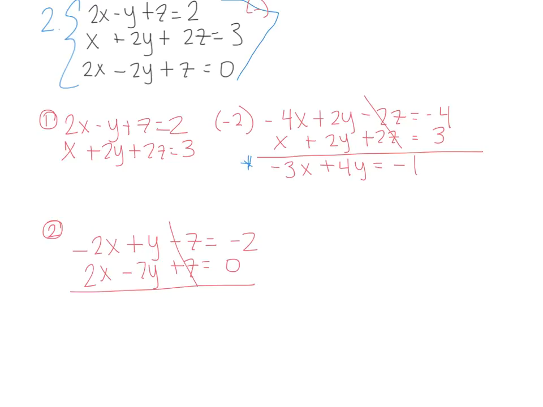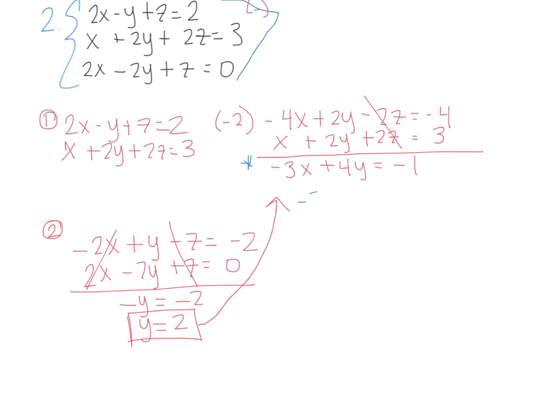Look what happens now. My x's are also going to do what? They're going to cancel, leaving me negative y is equal to negative 2. So y is equal to 2. So we went ahead and in one step got y. So now I can plug y into this equation to get x.